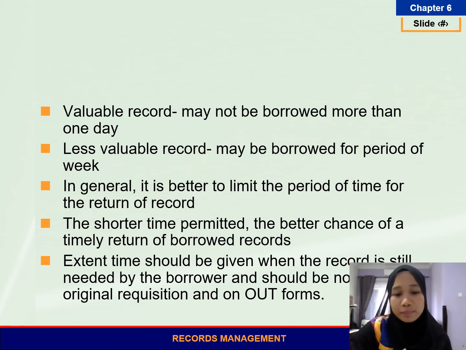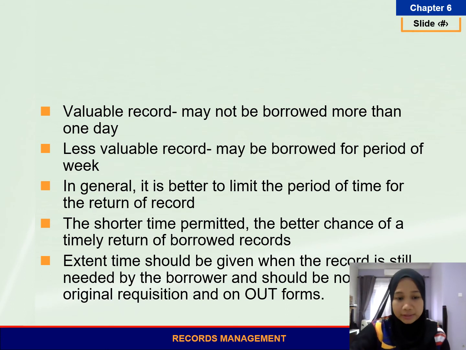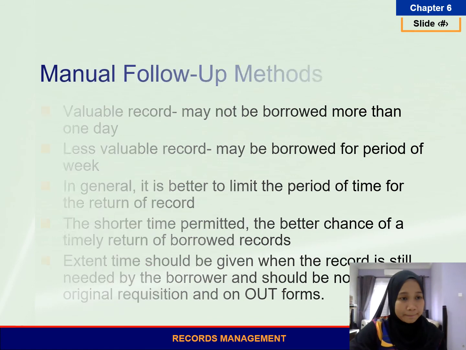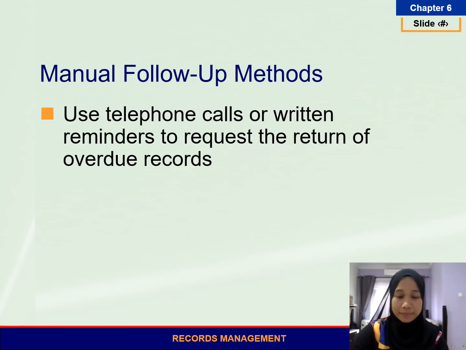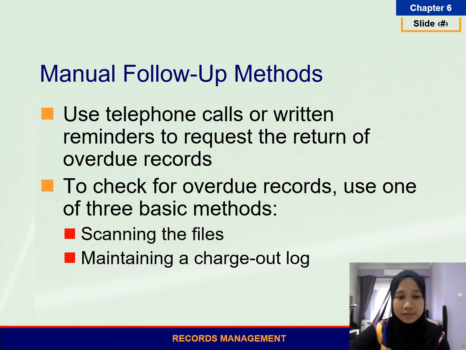Okay, so the shorter time permitted, the better chance of the timely return of borrowed records. Extend time should be given when the record is still needed by the borrower and should be noted on the original requisition and out form. So bila kata kita bagi extend time kepada borrower, kita kena record information tu dalam original requisition and out form. So sebab this is manual follow up method, kita boleh buat follow up by using telephone call or written reminder to request the return of overdue record.